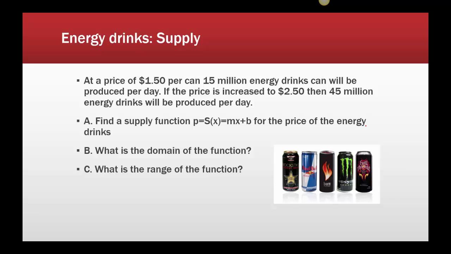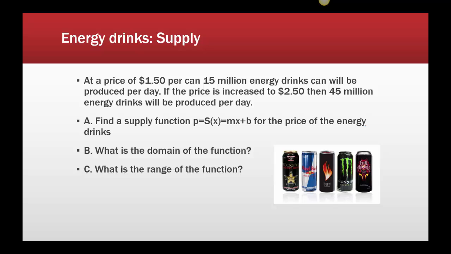So they need to look at how much you are willing to pay them and how much time they will spend making your product. So here's our scenario. At a price of $1.50 per can, 15 million energy drinks can be produced per day. If the price is increased to $2.50, then 45 million energy drinks will be produced per day. So we want to find a supply function, P equals S of X, which is MX plus B, for the price of the energy drinks. All right, so once again, we are thinking about price. So that's what the P is, but this time the S of X says we're looking at the supplier side of this whole scenario. And we're sticking to linear one more time.